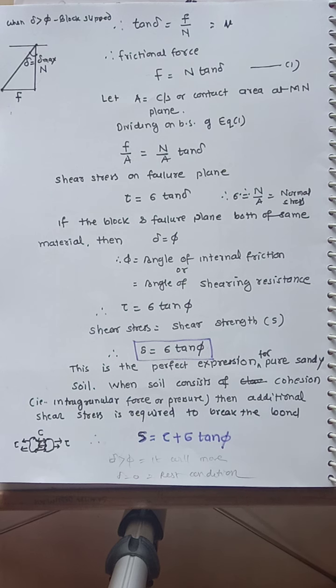Originally, the concept is the friction of a body like wood sliding over another surface, maybe glass or any other thing. So this expression is exactly similar to the soil when it is a sandy soil, or what is called a cohesionless soil. There is no bond between the two particles, called cohesion. In that case, this expression holds good.